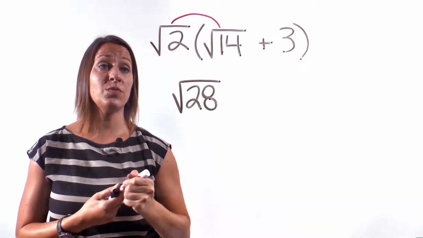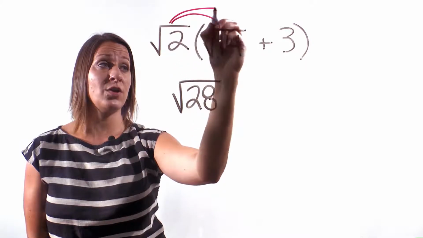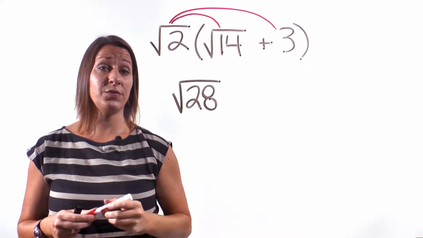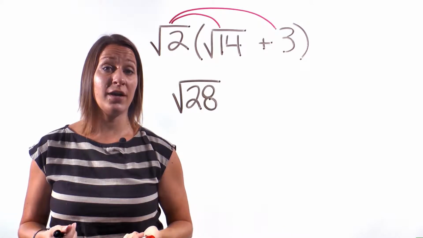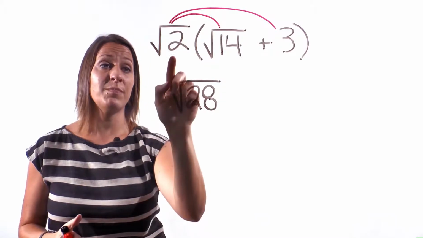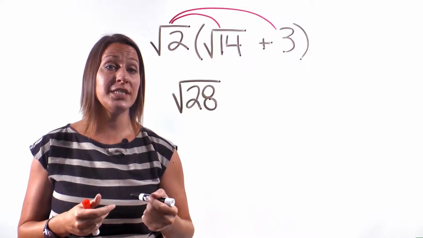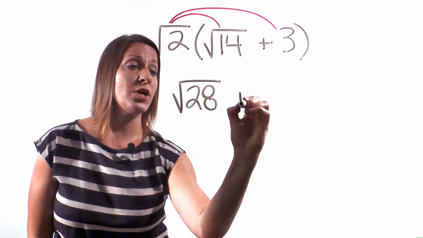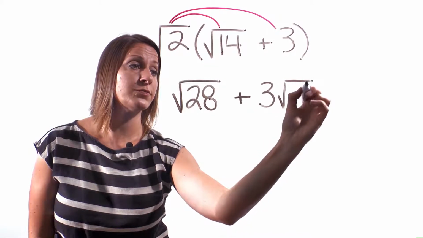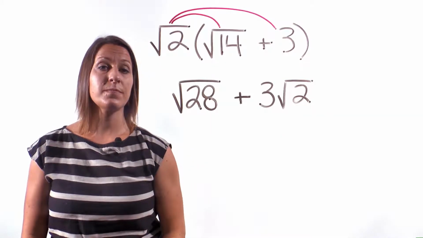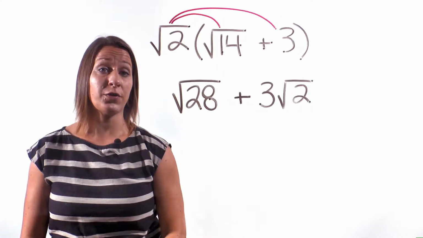Next, we also need to multiply the square root of 2 times the second term in the binomial, which is positive 3. Now, positive 3 is not inside of a radical, so we can't multiply it by the 2, which is inside the radical. So we'll sit them next to each other. We'll put our positive 3 first, and then we'll put our radical 2. Next, we need to see if we can simplify this any further.